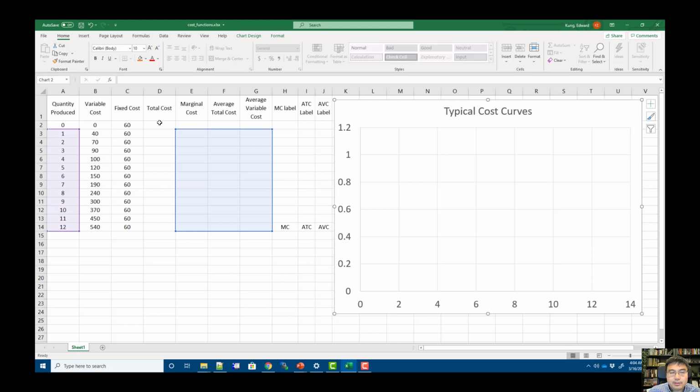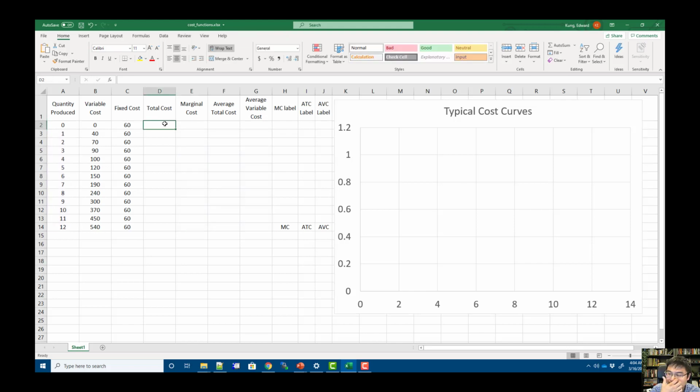Okay, so let's start with total cost. Total cost is simply variable cost plus fixed cost. So that is going to be B2 plus C2. Okay, and then we're going to click and drag to fill in the rest of the column. All right, so how do we read this? Well, the total cost if we want to produce 1 unit is 100, and the total cost to produce 4 units is 160, and so on.